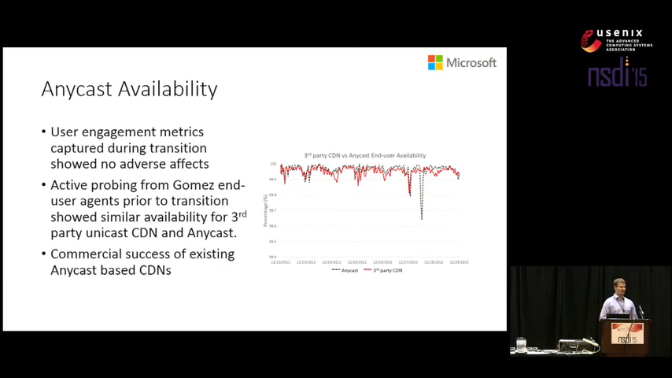We did our own experiment as well, so we used Gomez and user agents in this particular graph, and we looked at the availability of our Anycast destination, of our third-party CDN, which was Unicast-based, and our own. And it was about the same over the whole period of time. We also ran an experiment with Bing users to download a small file and report how many failures they got before we moved over. And we didn't see any noticeable issue with TCP sessions being broken.